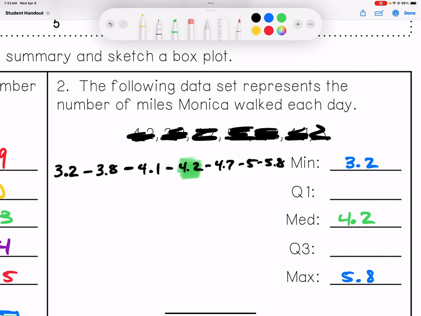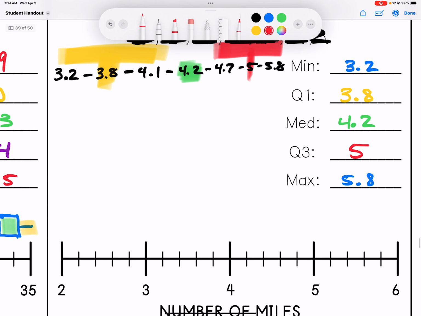Let's find Q1. It's these 3 numbers, so go to the middle there, and you get 3.8. The next one is these 3 numbers. Go to the middle there, and you get 5. Perfect.